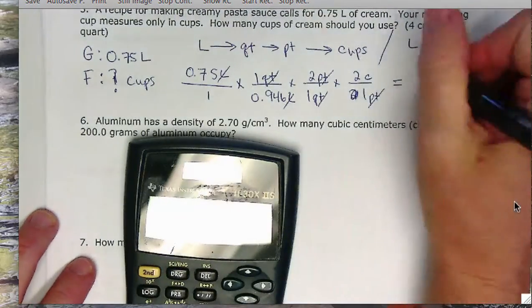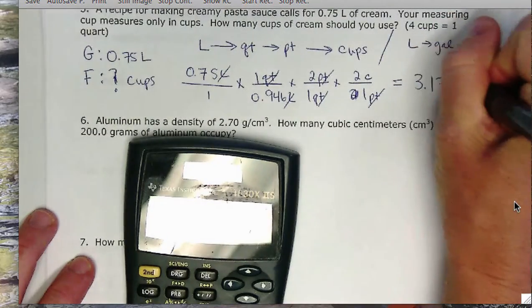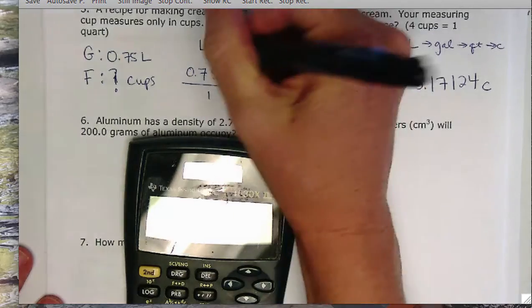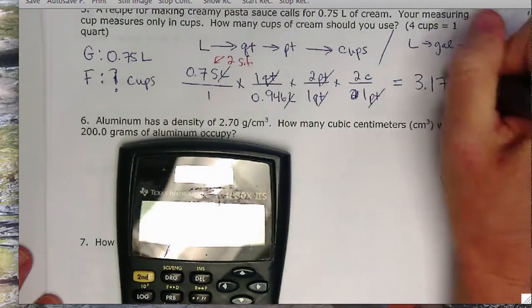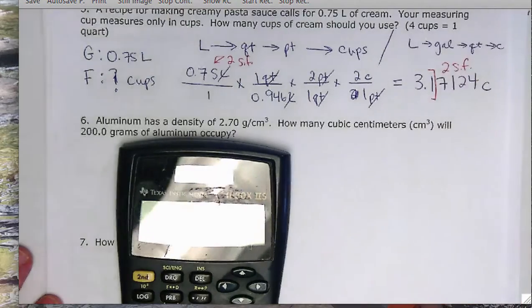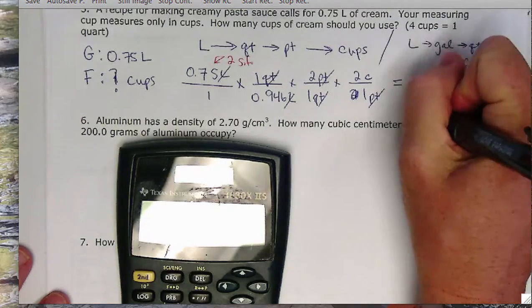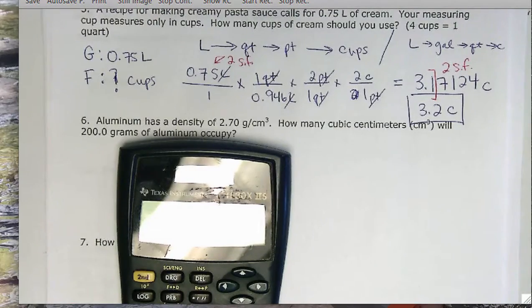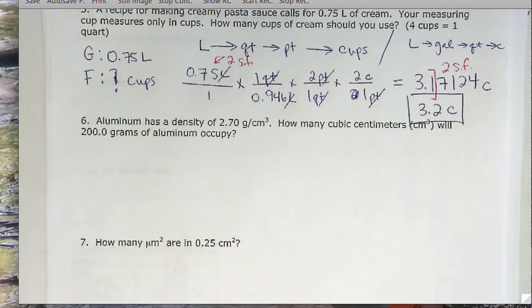Okay, so we end up with 3.17124. What are the units? Cups. Very good. How many significant figures? 2. Yes, excellent. So 2 sig figs here means we need to have 2 sig figs here. So what do you end up with? 3.2 cups. Good. Sorry, this is so blurry. 3.2 cups. Questions on that one?